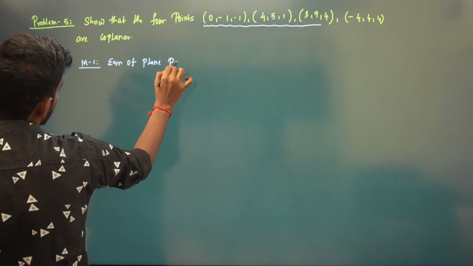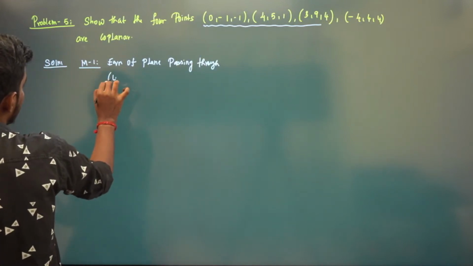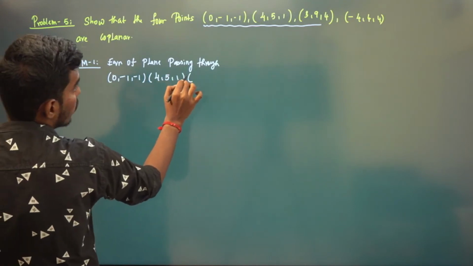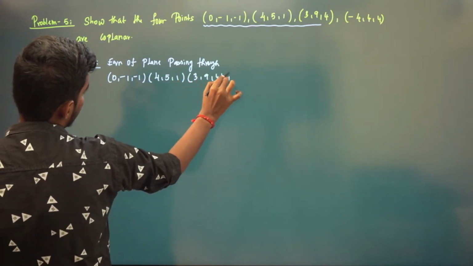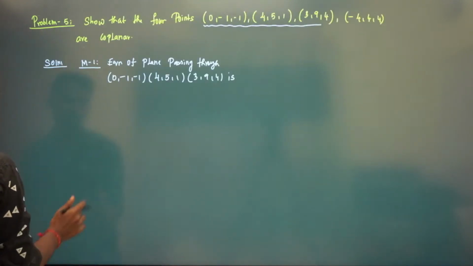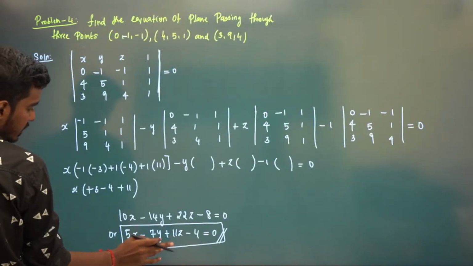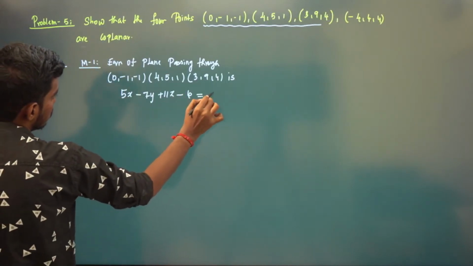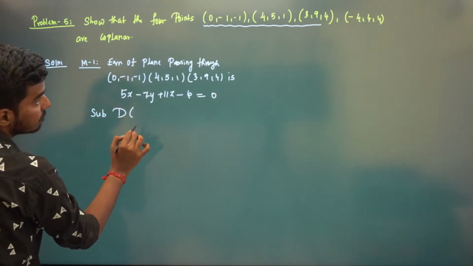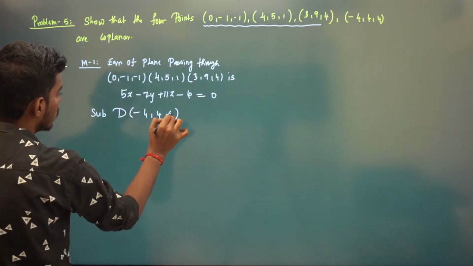So the equation of the plane passing through the first 3 points 0, minus 1, minus 1; 4, 5, 1; 3, 9, 4. So you just find the equation of the plane passing through 3 points, which we already know, which is 5x minus 7y plus 11z minus 4 is equal to 0. Now substitute the fourth point, minus 4 comma 4 comma 4.